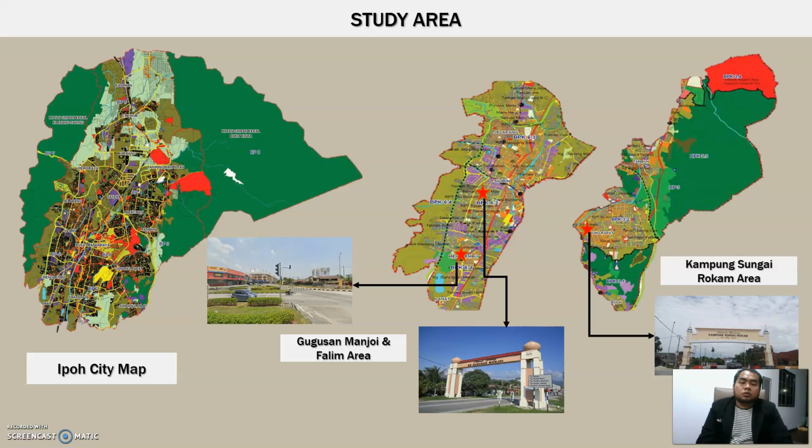Now we go to the study area. The study area is located in Ipoh, and there are three locations that have always had flash floods and have major problems with the drainage system. They are the Gugusan Manjoy area, Falem area, and Kampung Sungai Rokam area.